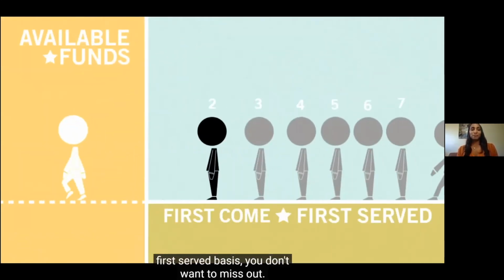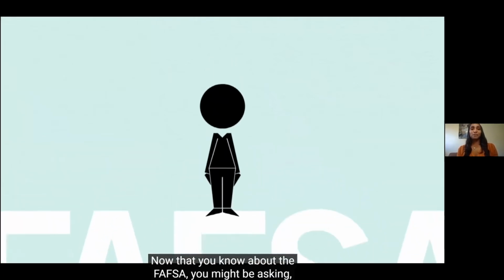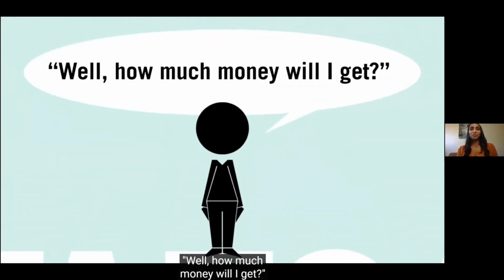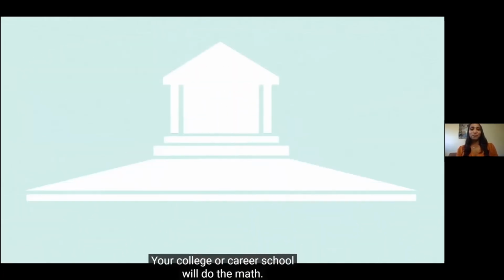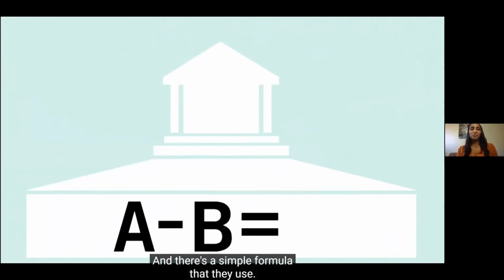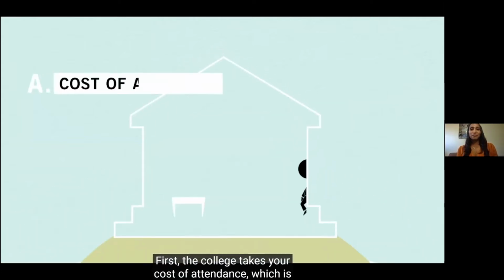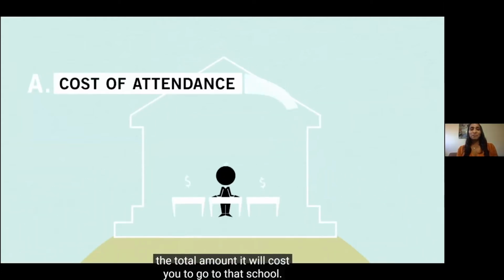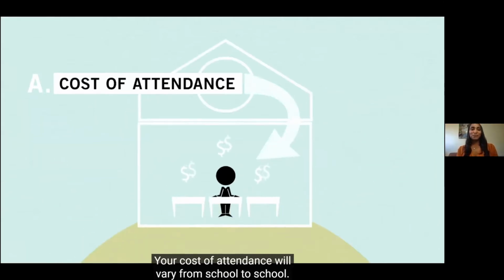Now that you know about the FAFSA, you might be asking, well, how much money will I get? Your college or career school will do the math, and there's a simple formula that they use. First, the college takes your cost of attendance, which is the total amount it will cost you to go to that school. Your cost of attendance will vary from school to school.